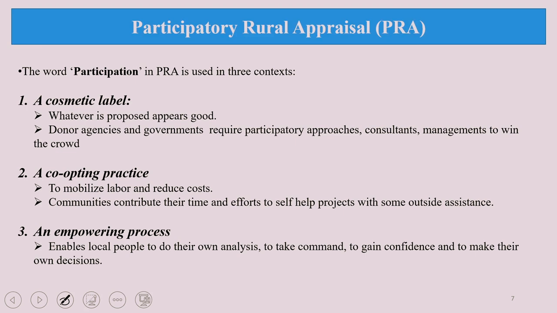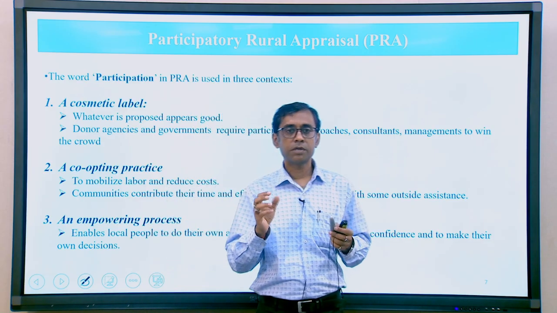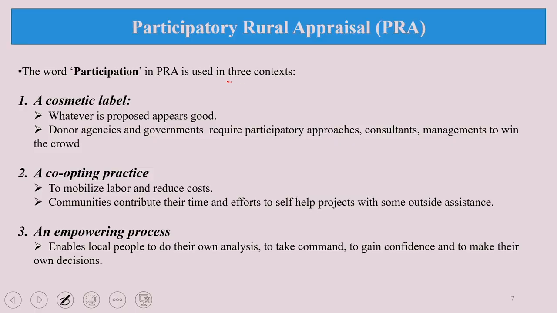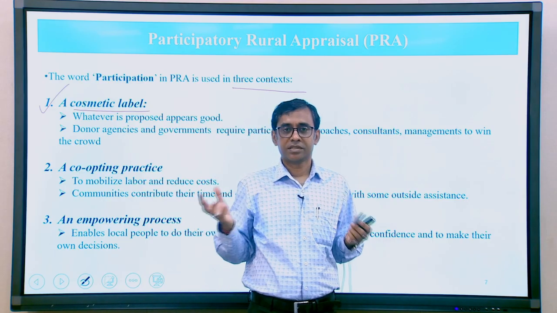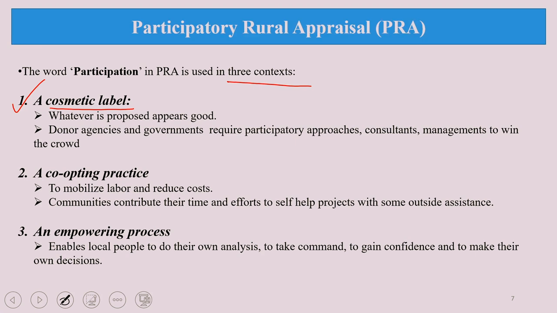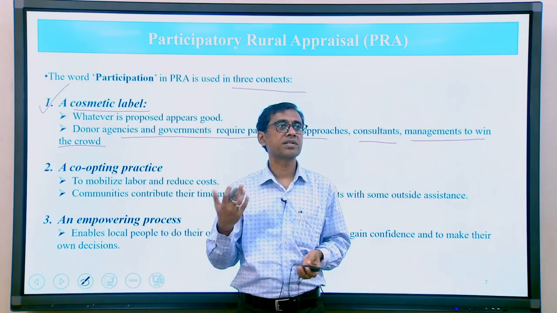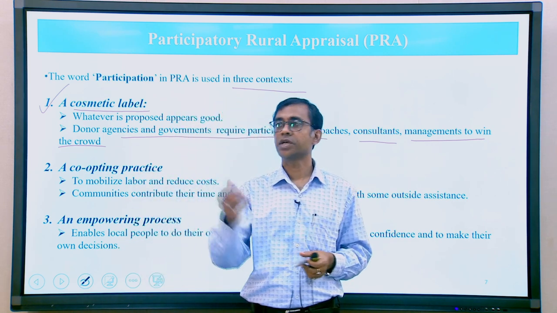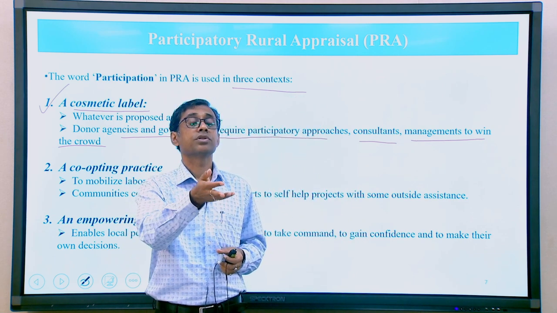So we move to the word participation. I have been reiterating this particular word, participation, participatory. This word participation in participatory rural appraisal is used in three contexts. What are those? The first is a cosmetic level, meaning whatever is proposed looks good, participation is a good feeling. So it can be used at a cosmetic level. Donor agencies and governments require participatory approaches, consultant managements, to win the crowd. That's a real fact. When you talk about a participatory approach, donor agencies feel good because one of the agendas of providing funds to any organization is that their funds will reach the maximum number of people.